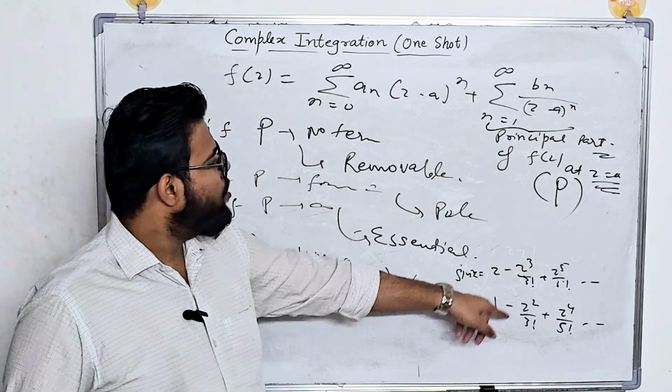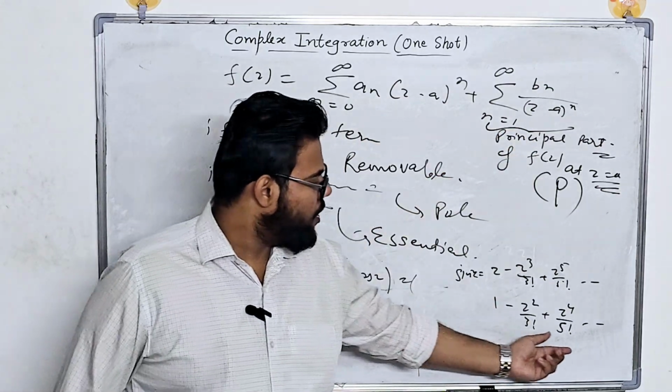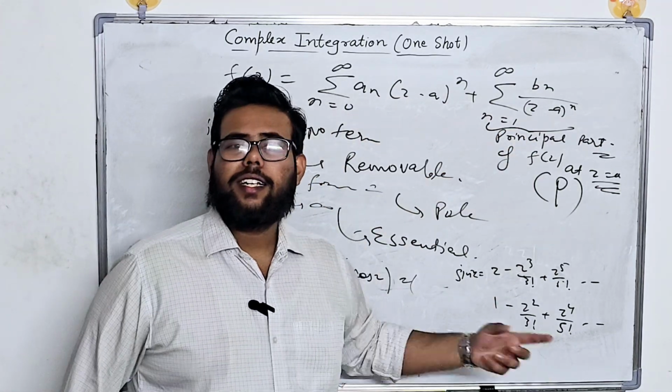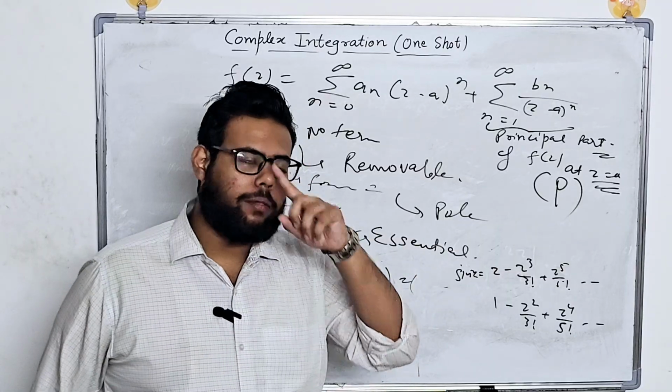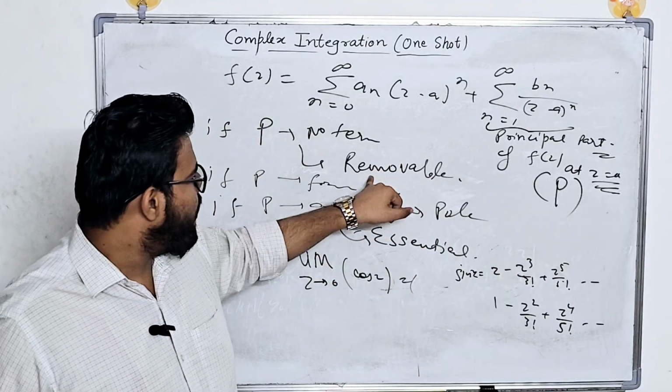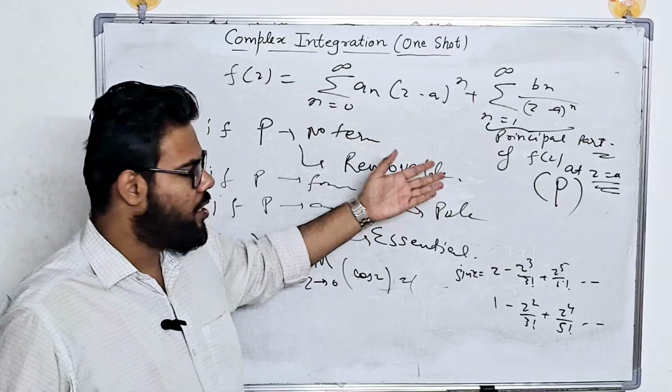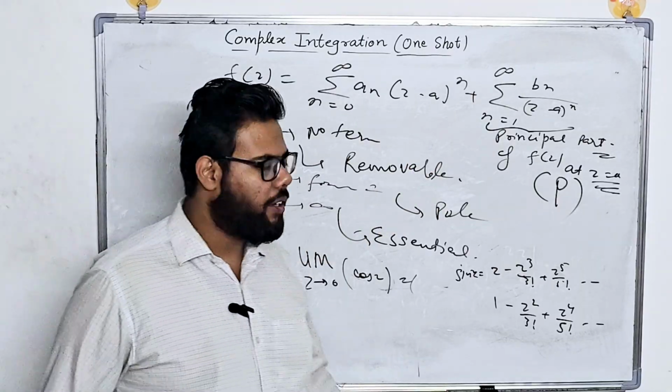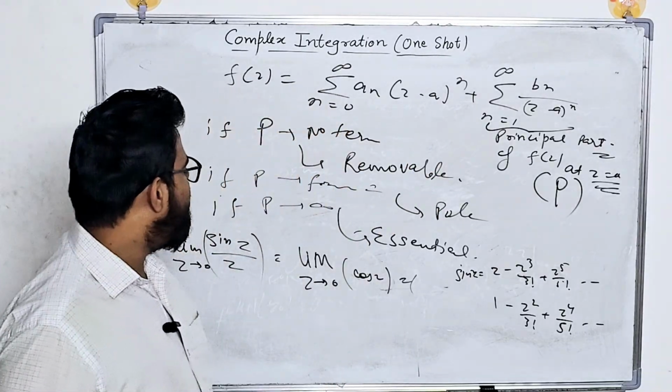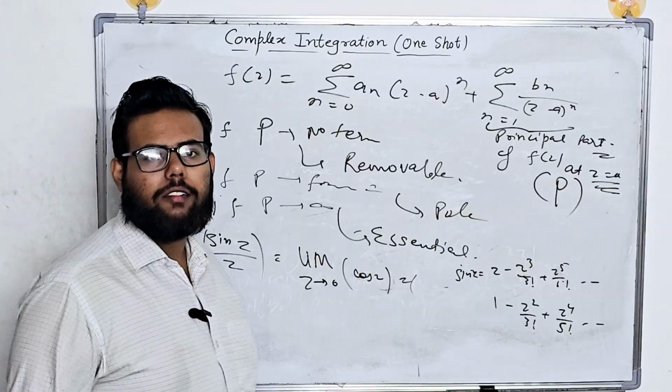Now we can notice that there is no 1 upon z term in any of these expressions. Hence it has no principal part term. Hence if it has no principal part term, that is a removable singularity, which we saw. Now let's see pole singularity and essential singularity.